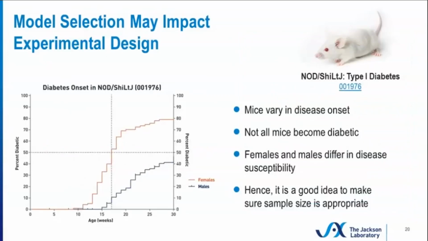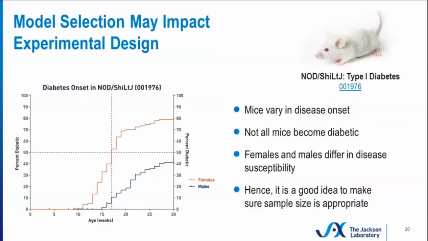Now, model selection can have other aspects that need to be looked into as well. For example, I want to explain this with a very commonly used model for type 1 diabetes, that is the NOD/ShiLtJ mice. These mice are used for studying type 1 diabetes.